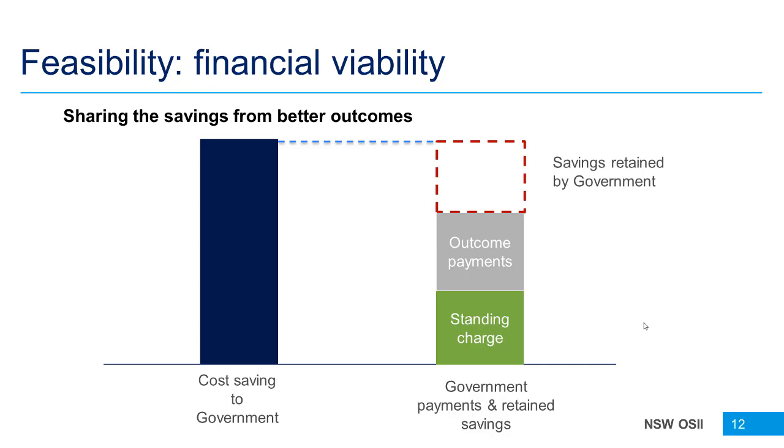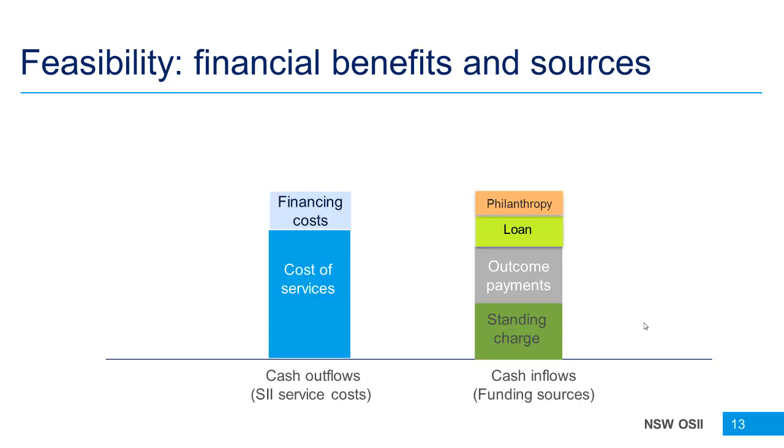The final element for a service provider when looking at the costs of their service under a social impact investment is to consider the full cost, both the cost of delivering the service and the financing cost that may be required to meet any cash flow shortfalls arising from the different timing of payments of the standing charge and outcomes payments. What a service provider needs to be able to calculate and needs to be confident that they are achieving is a balance between their cash outflows and cash inflows throughout the life of the investment.